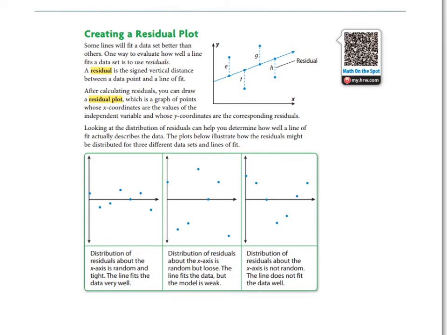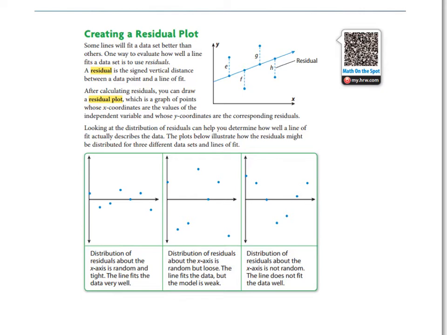Now, because data is a real-life situation, it doesn't mean that you'll always have a line of fit, and some lines will fit it better than others. So we need a way to evaluate that, which is what we refer to as a residual. A residual is the vertical distance between the data point and a line of fit. After you calculate residuals, you can draw a plot. This is not your scatter plot, this is an additional graph. And it allows you to see, are the residuals close together? Are they on both sides of the line? Making sure that your line of fit accurately describes the data.